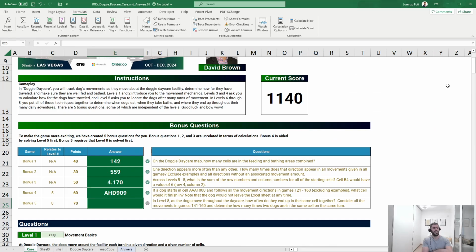Okay. In level 8, as the dogs move throughout the daycare, how often do they end up in the same cell together? Consider the movements in games and determine how many times. I'm not going to have the correct answers from this because I have some errors in level 8. How often do they end up in the same cell together? What does that mean? Consider all the movements in games and determine how many times two dogs are in the same cell on the same turn.